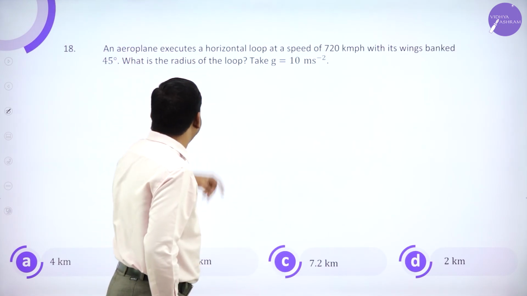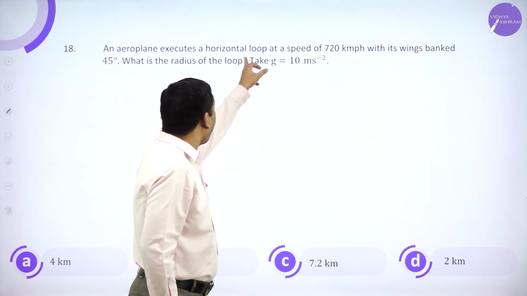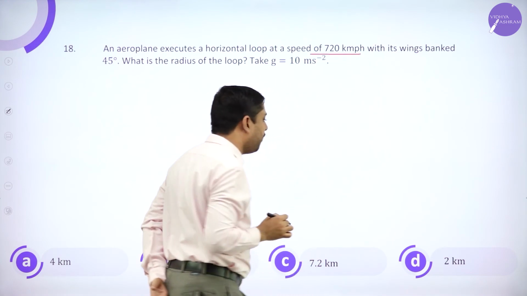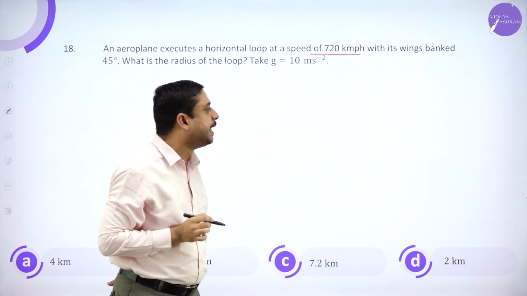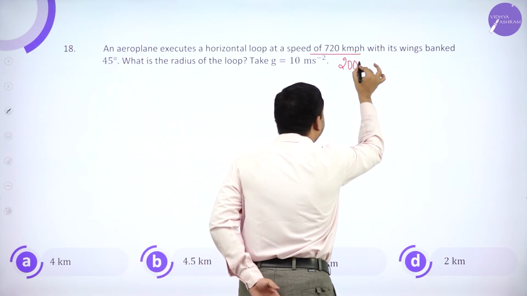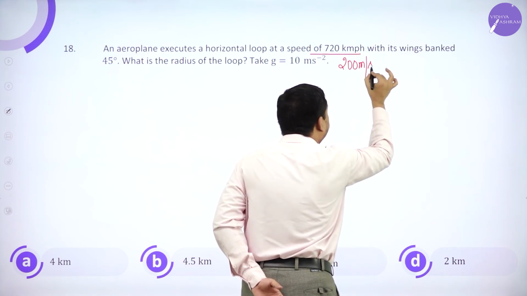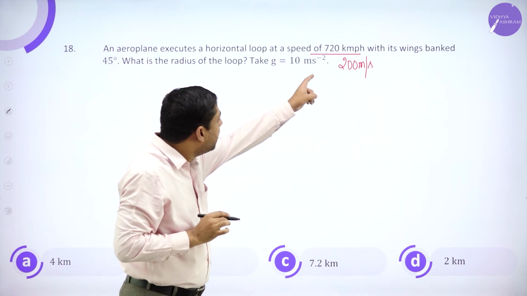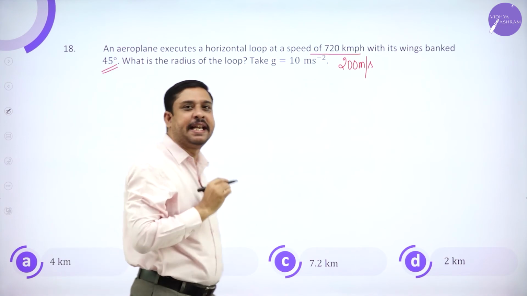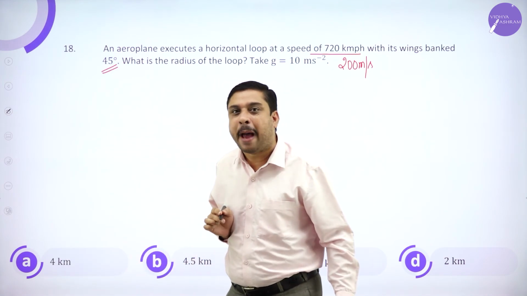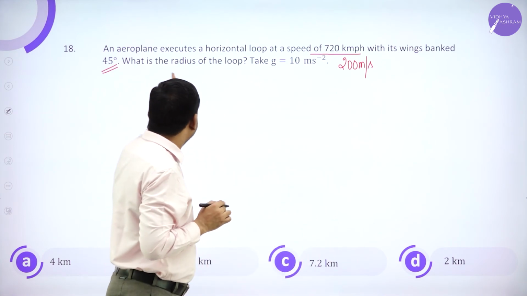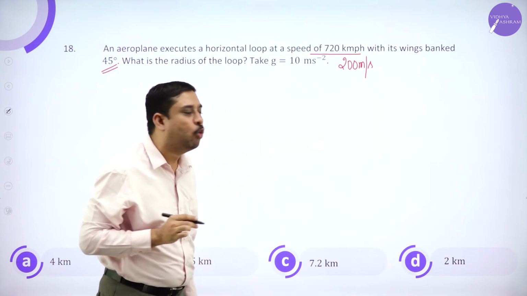An aeroplane executes a horizontal loop at a speed of 720 kilometers per hour. So this is 200 meters per second. With its wings banked at 45 degrees. Angle of banking ಕೊಟ್ಟಿದ್ದಾರೆ 45 degrees. What is the radius of the loop?